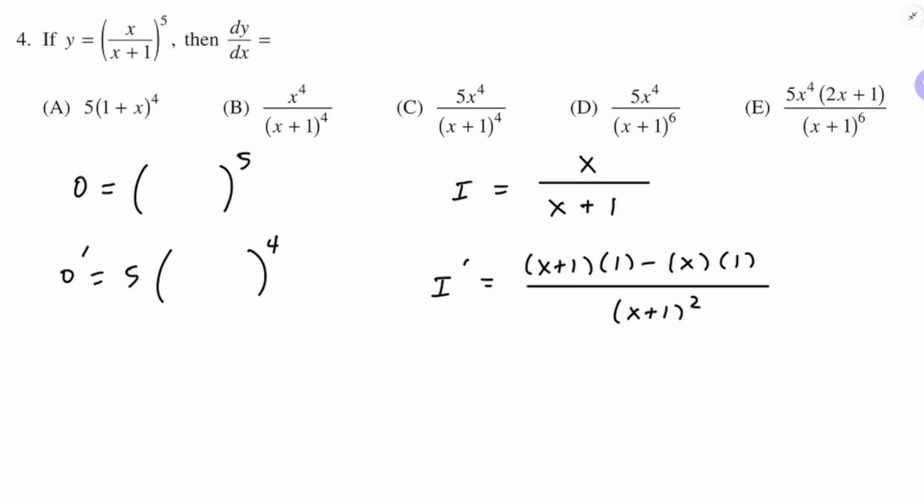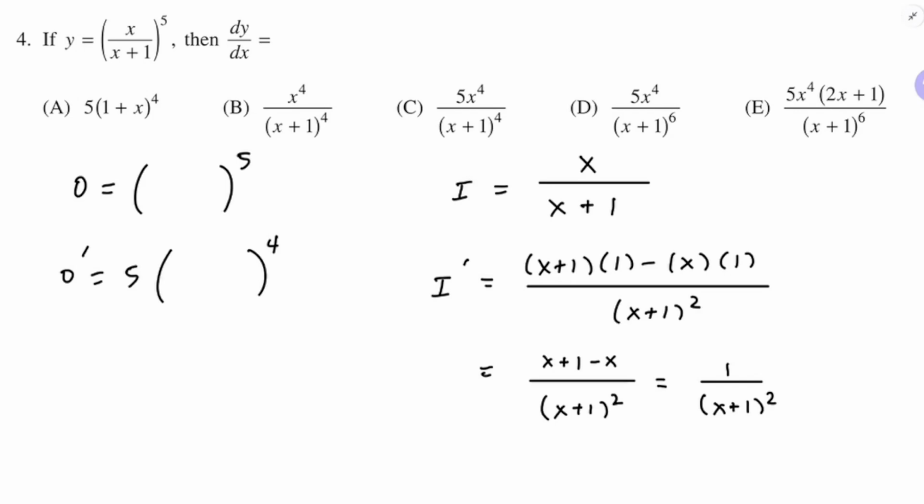Now this is going to require some simplification, because if you look at the answer choices, they all look quite a bit simpler than what I'm looking at here. Okay, so that's going to be 1 times x plus 1, that's x plus 1. And then minus an x. Okay, and now I'm starting to see what's happening here. The x minus the x leaves me with just a 1 there. And all right, 1 over x plus 1 squared.